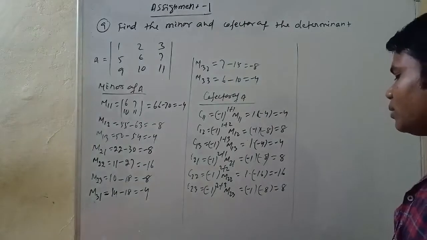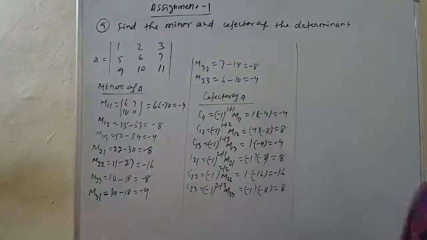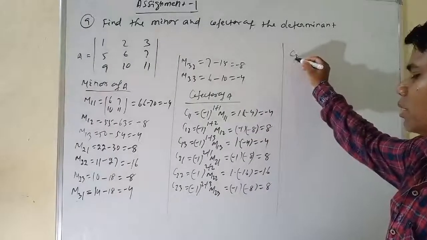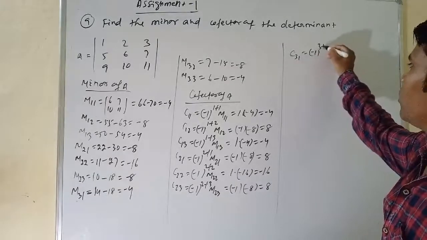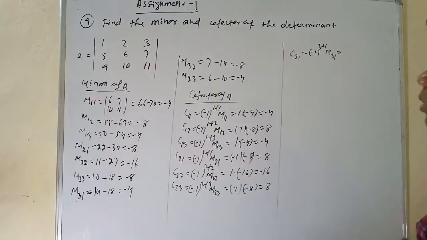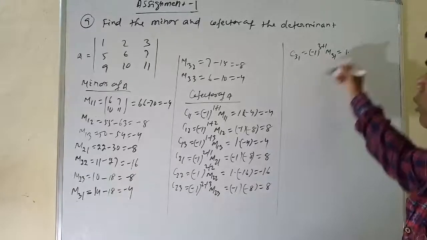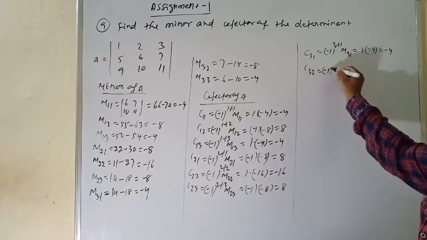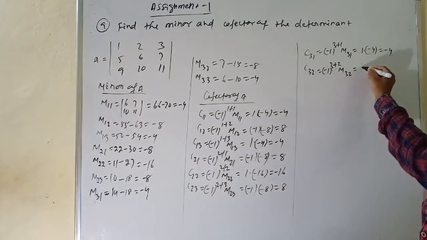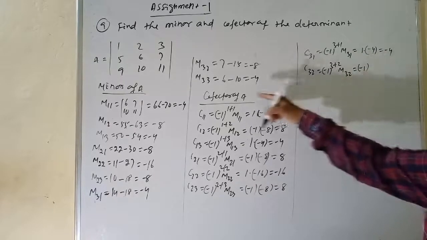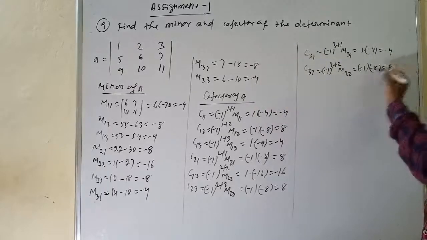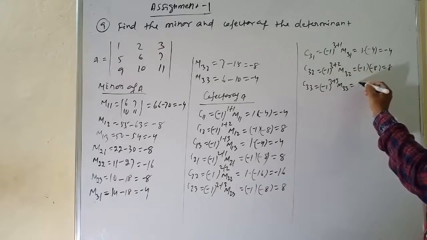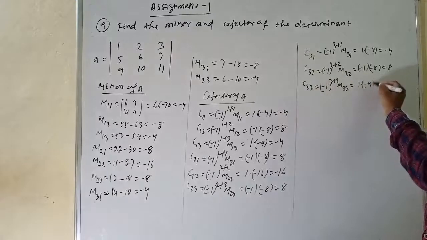Okay, C31 is equal to (-1) to the power 3 plus 1, M31, is equal to 1 into M31, is equal to -4. C32 is (-1) to the power 3 plus 2, M32, is equal to -1 into M32, is equal to -8, so it is 8. C33 is (-1) to the power 3 plus 3, M33, is equal to 1 into M33, is equal to -4.